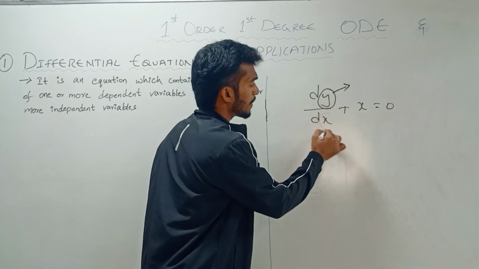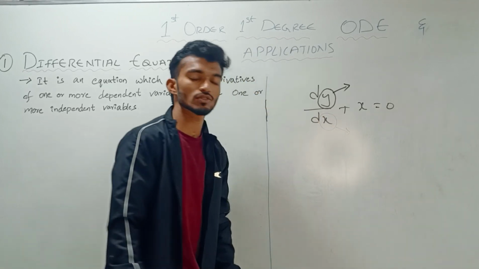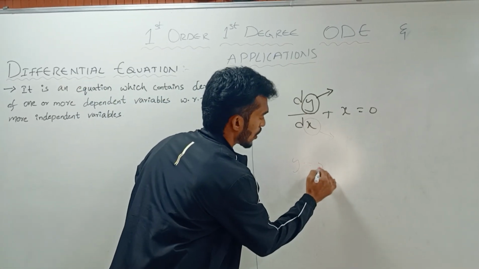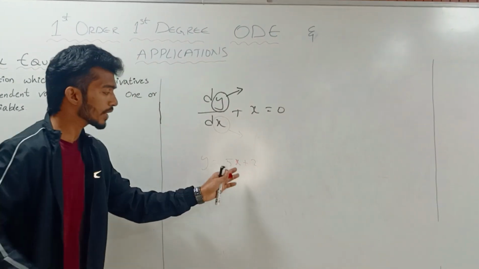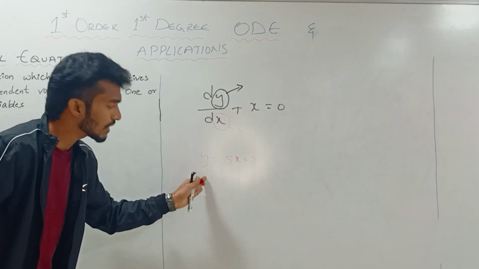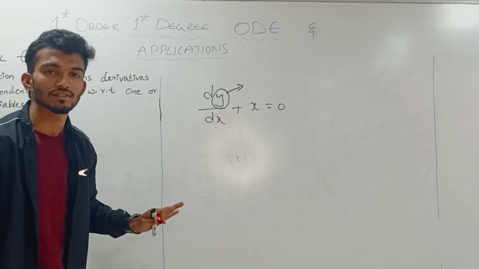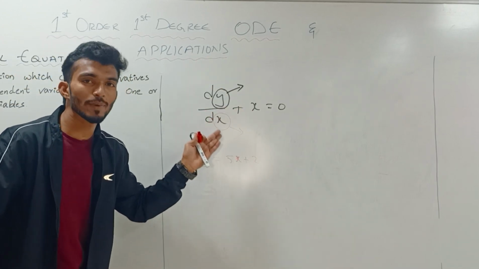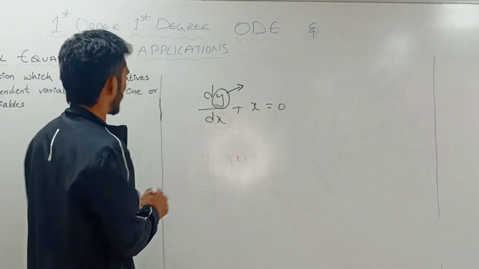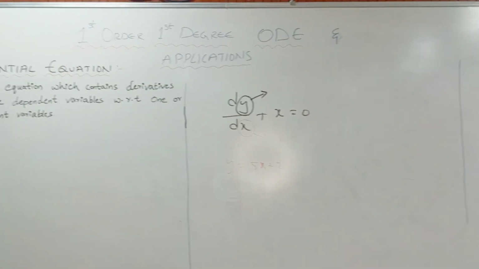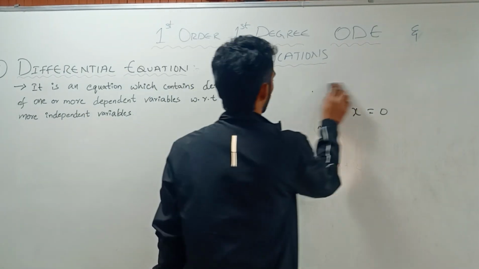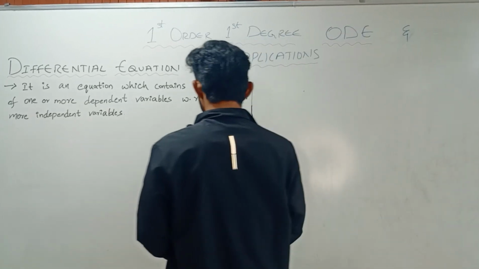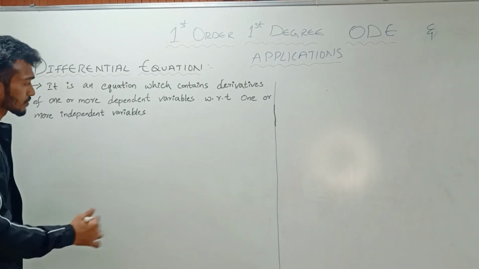But x is an independent variable. It does not change its value. It doesn't depend on any other variables. y is a function. Suppose y is a function of 5x plus 2. As the value of x keeps changing, the value of y also keeps changing, right? So y is known as a dependent variable and x is called the independent variable. Got it? So a differential equation contains the derivatives of one or more dependent variables with respect to one or more independent variables. And differential equations are of two types.